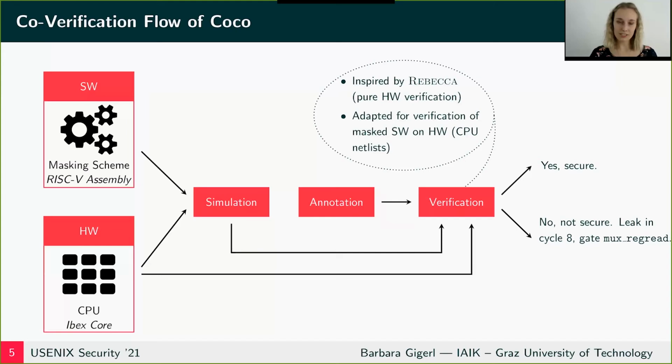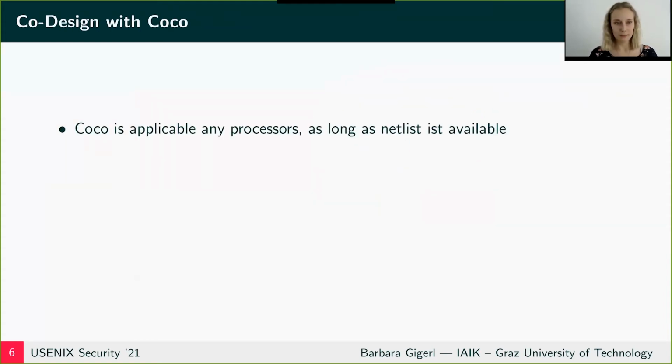And the verification technique of Coco was inspired by Rebecca. Rebecca does pure hardware verification, and now with Coco, we extended that such that we can also verify software on hardware over multiple cycles. Coco can then further be used to perform what we call co-design. And co-design can be done for essentially any processor as long as you have the netlist.